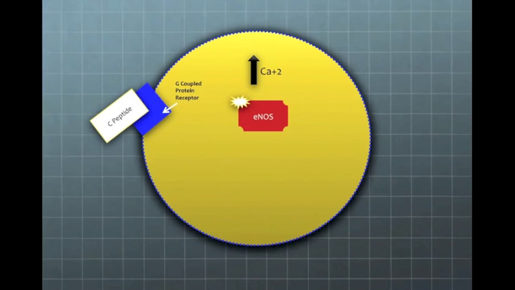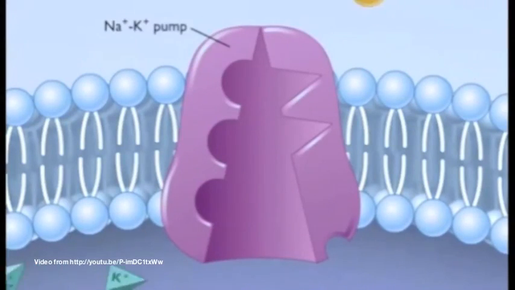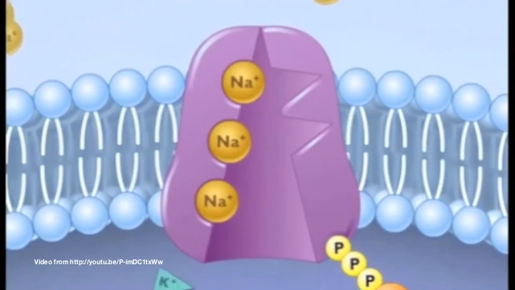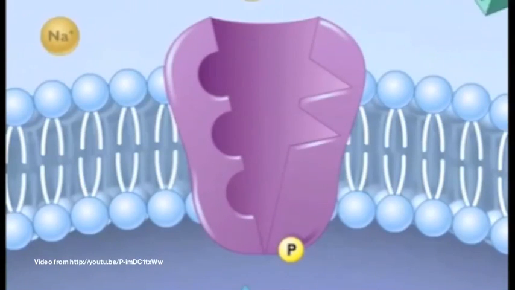Endothelial nitric oxide synthase produces nitric oxide as a signaling molecule to activate protein kinase C and mitogen activated protein kinase. These kinases in turn activate sodium-potassium ATPase. Sodium-potassium ATPase is a plasma membrane cation pump whose activity is essential for the normal functioning of the body.